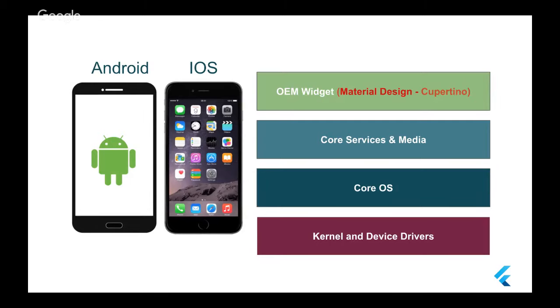OEM widget is the original user interface widget system with which the company that built this operating system said, I am following these principles, or I am following this design language. This design language, in Google's case, is material design, which Google tried to make a general design language, not only specific for mobile. There is a material design for web. There is material design for mobile.